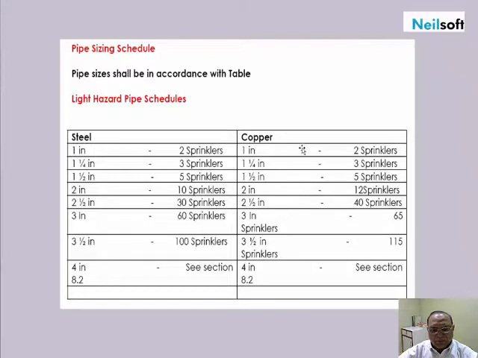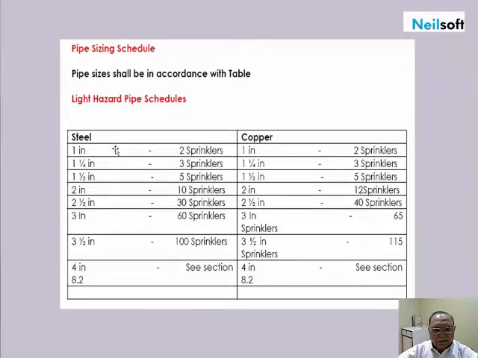You will notice something. Copper pipes can take more number of sprinklers than the steel pipes. The reason is very clear. These are on the basis of internal pipe diameter. The steel pipes have a smaller internal pipe diameter than the copper. Therefore, the number of sprinklers for the same size of the pipes may be more.